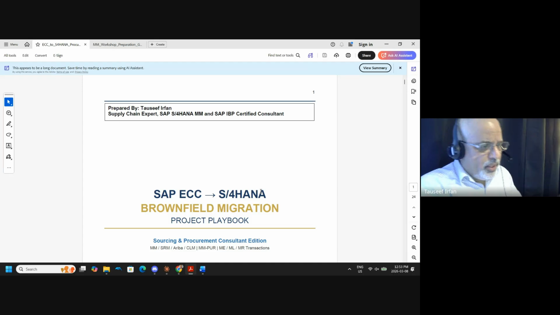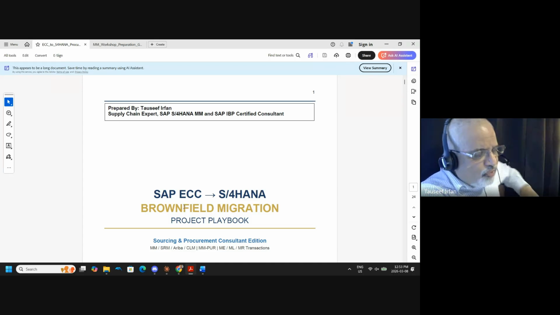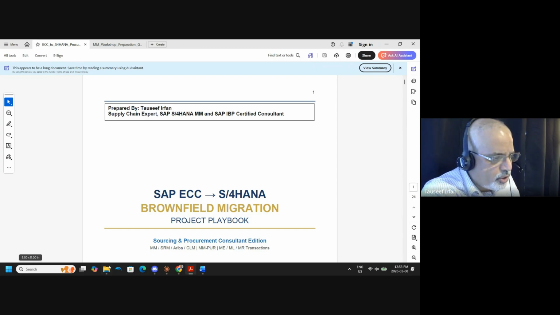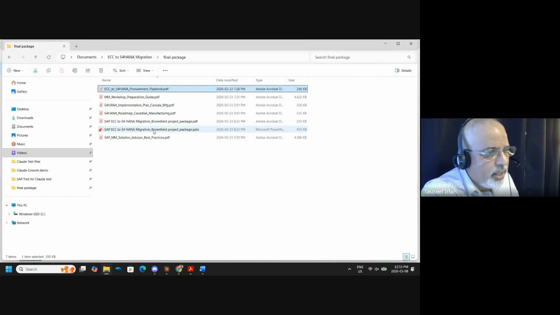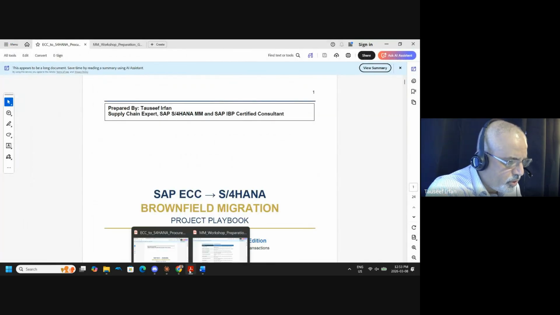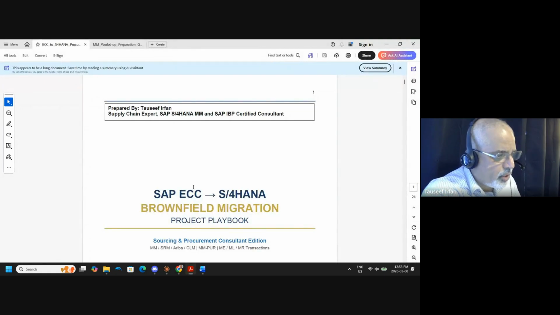So this is all brownfield because we are migrating from SAP ECC to SAP S4HANA, and if it is going from any non-SAP system to HANA, then it is known as greenfield project. So the focus of all these documents you will see is for the brownfield project. Just keep this in context, otherwise you will wonder why I am talking about this.